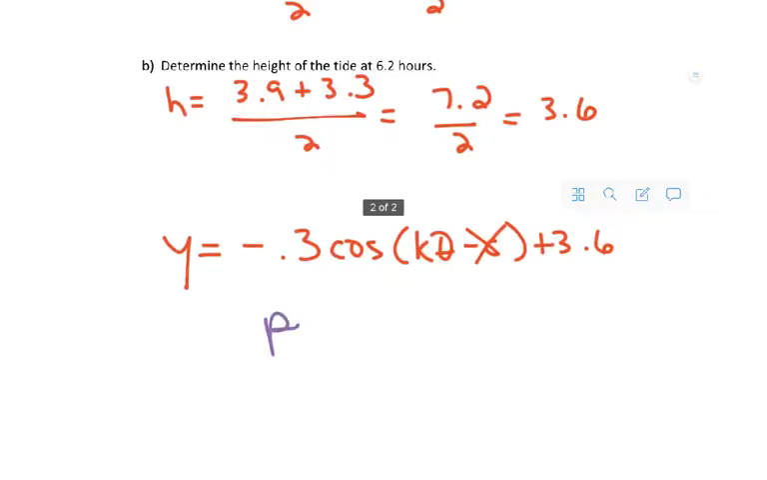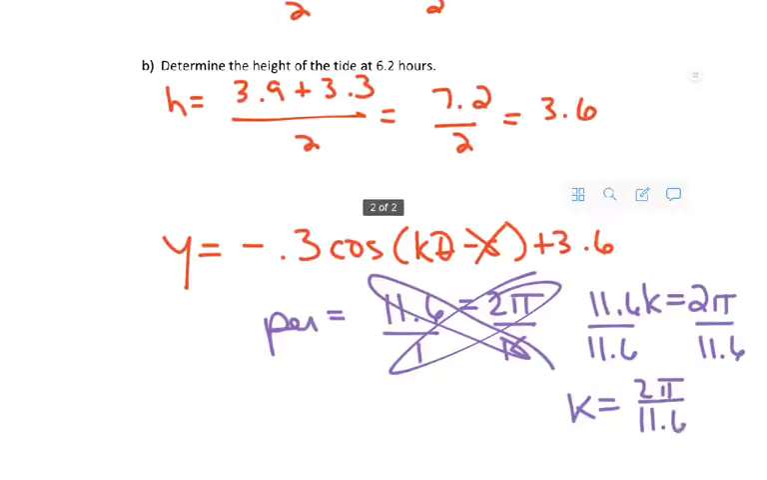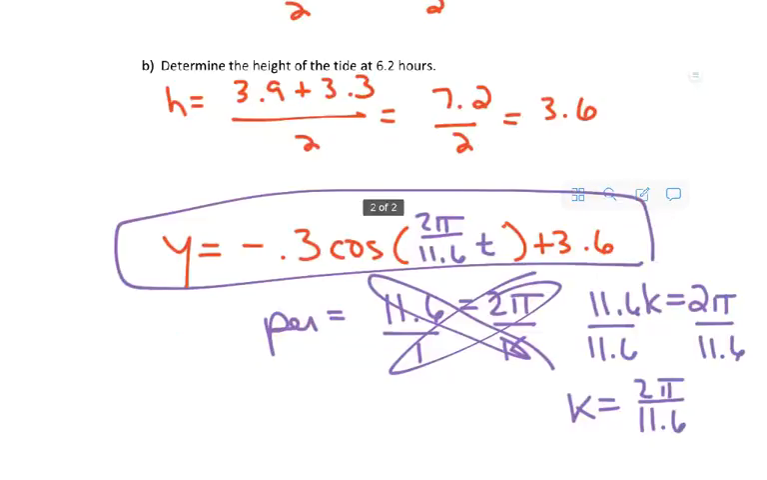So that means that the period is 11.6 hours, and we're going to set that equal to 2 pi over k, and that's just a proportion, so we're going to cross multiply. So 11.6 k equals 2 pi, and then divide by 11.6, and we're going to get k is 2 pi over 11.6. So now I'm going to go in here, and I'm going to call this 2 pi over 11.6, and we're going to call it t because that's going to be our input variable. So there's my equation.